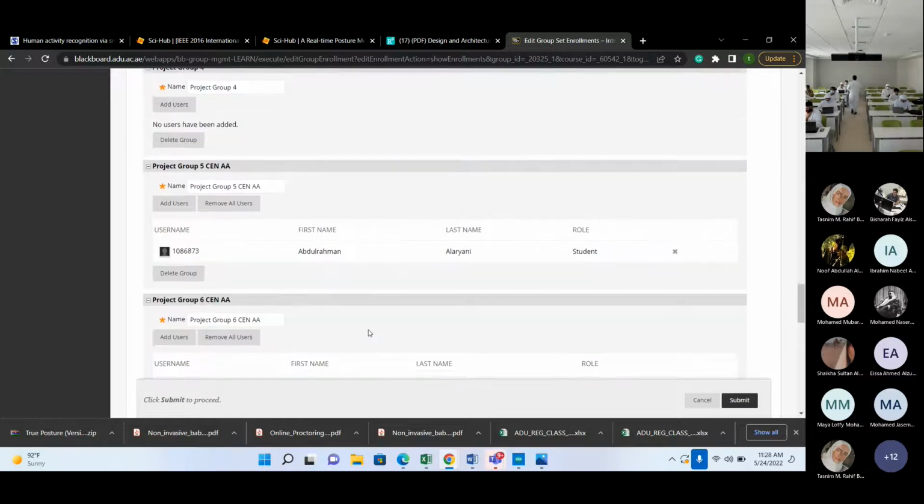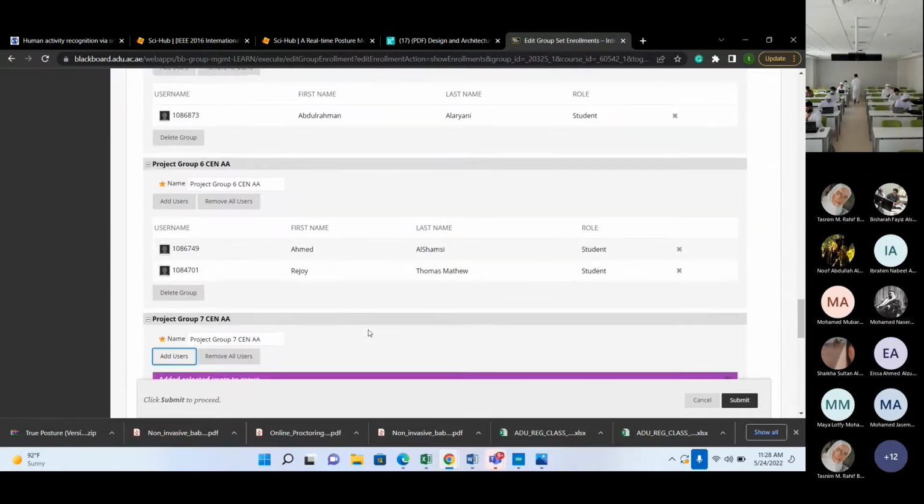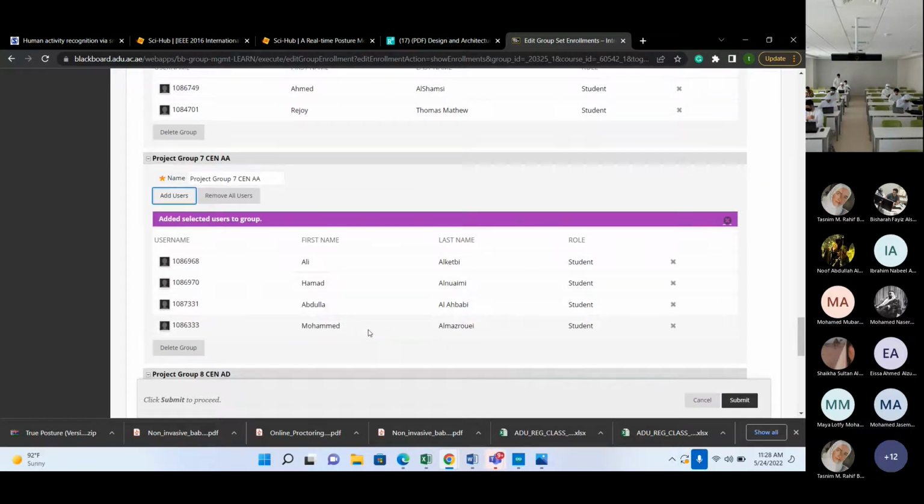If it's 4 or 5, it doesn't matter. 4 students or 5 students doesn't matter. Even 3 or 5.